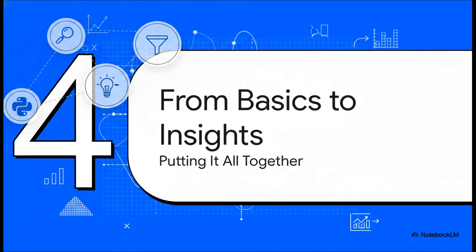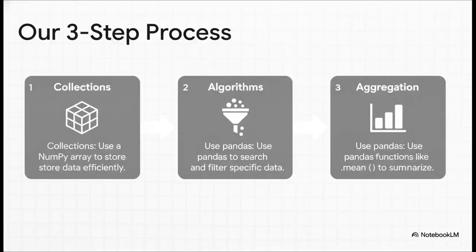So let's put it all together now. We've seen how these three big ideas can take us from just a jumble of numbers to some really clear answers. Let's do a quick recap. So first, we used a collection, that super fast NumPy array, to store our data properly. Second, we used an algorithm, the Pandas filter, to search for just the scores we were interested in. And third, we used aggregation, like that Pandas mean function, to summarize the data and actually understand it.